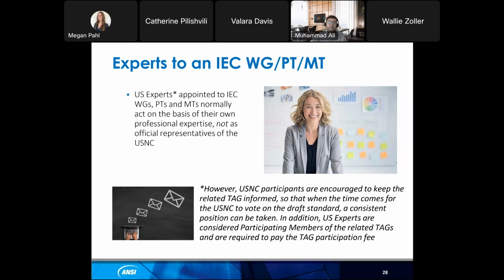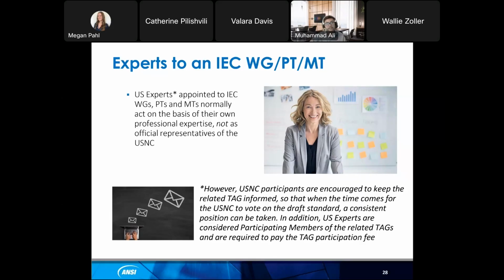And of course, as part of being US experts, these participants are required to keep the entire TAG informed of any developments within the working group or the groups that they are participating in, while of course not representing the US viewpoints while participating internationally. They can still update the TAG and get their viewpoints within the TAG to help inform their work within the international group.